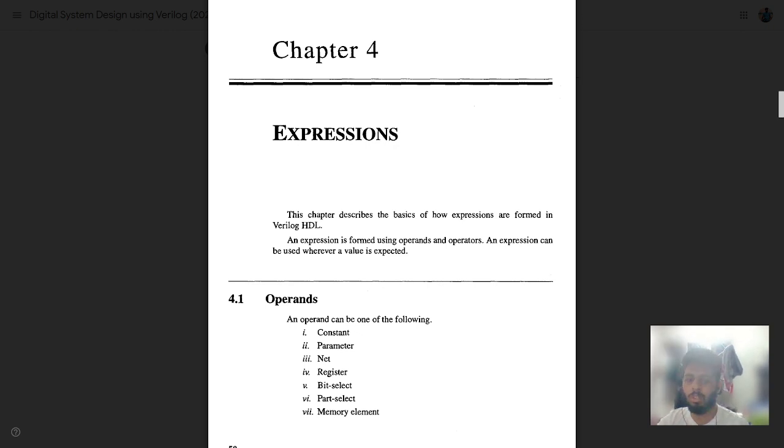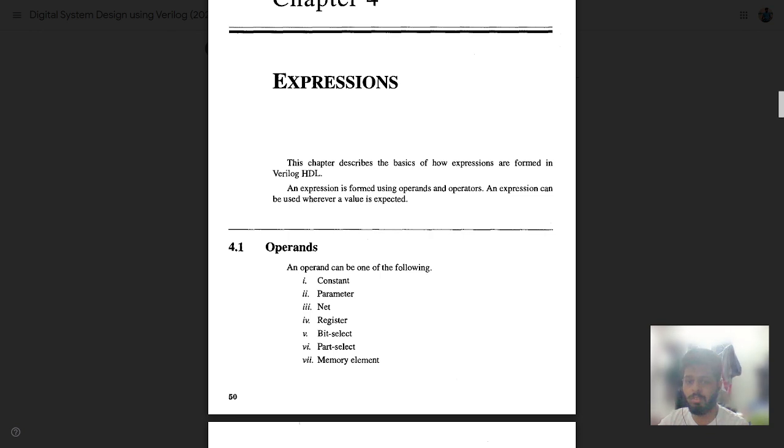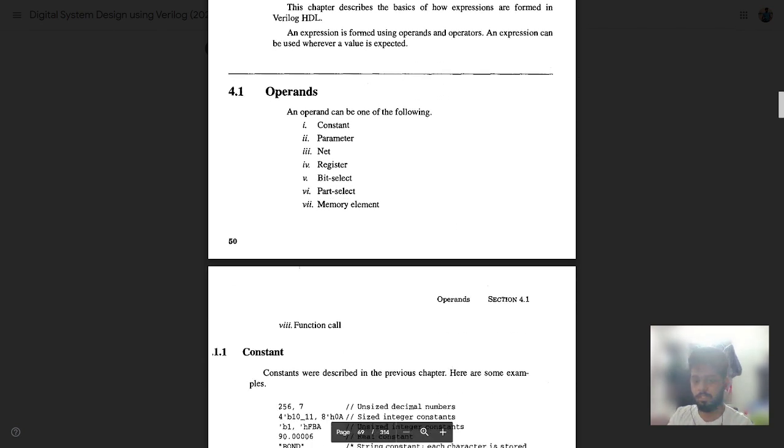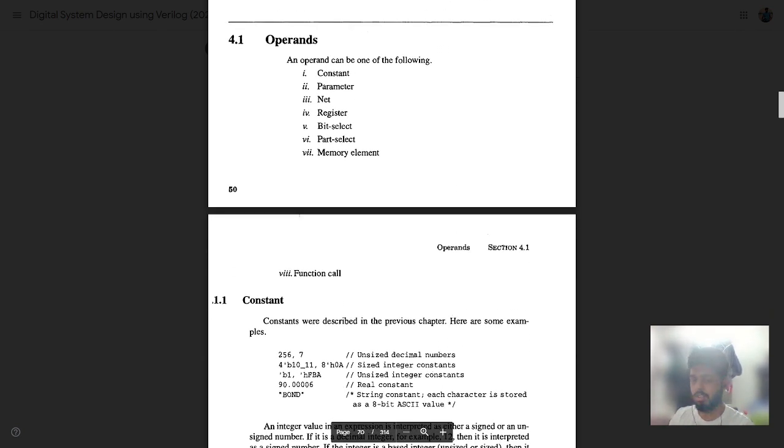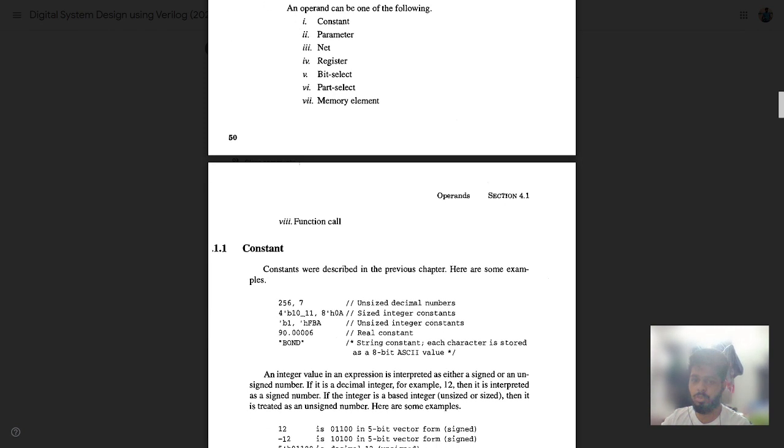First, let us discuss what are operands. The operand can be of the following: constant, parameter, net, register, bit select, part select, memory element. First, as we have already discussed in the previous chapter, what are constants. Let us see some few examples. There are some few examples given.